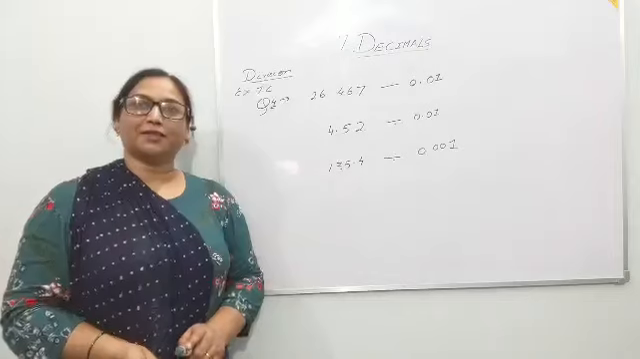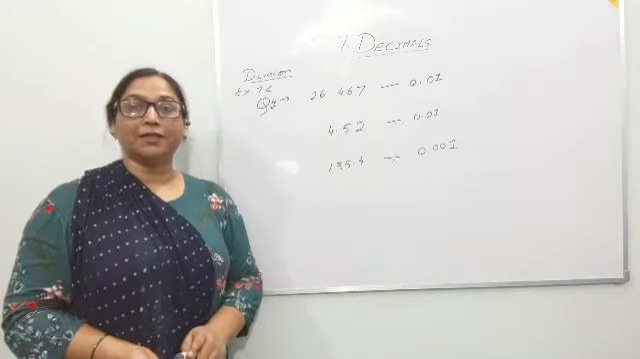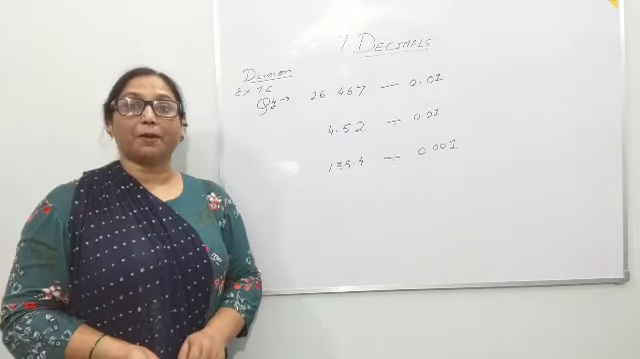9.425. Children, first explain the division of a decimal number by 10, 100, 1000. Second, division of a decimal number by a whole number.